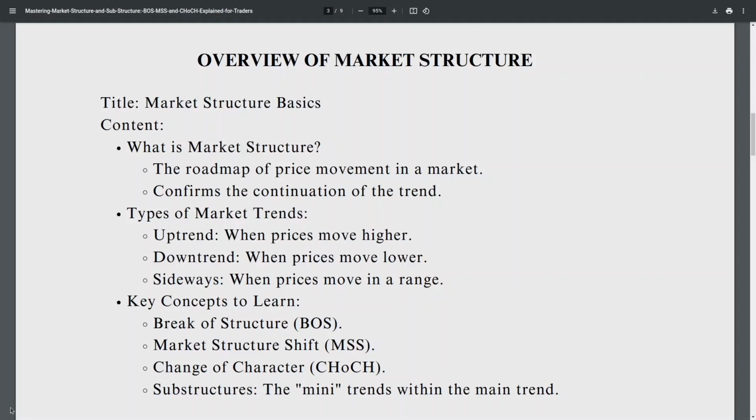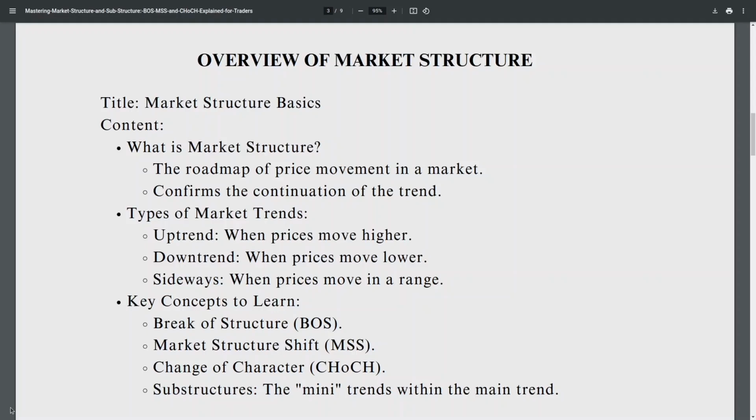As we know, we have three ways price moves. Either price is in an uptrend, a downtrend, or a sideways market, which we normally call a ranging market.